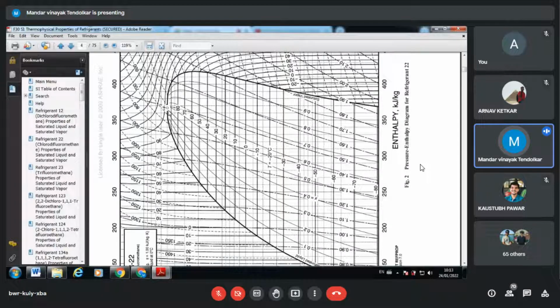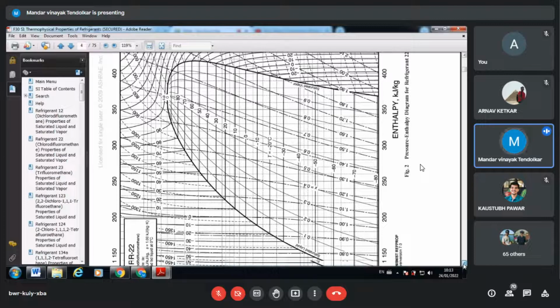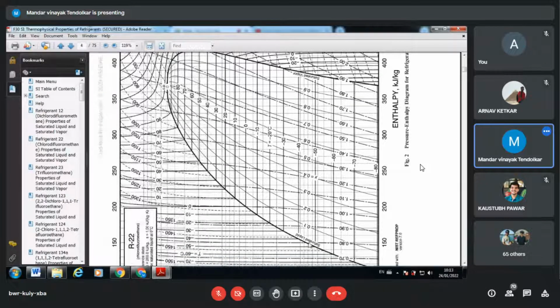Here you can read CP. So this is a critical point. On the left hand side, this is the saturated liquid line. You can read over here also. This is saturated liquid, and here it is saturated vapor.